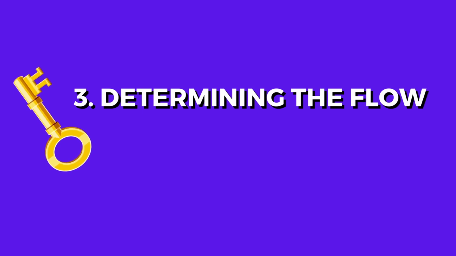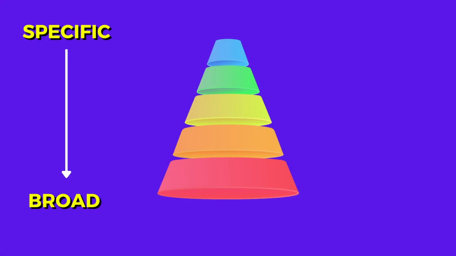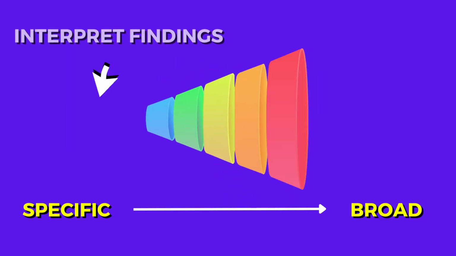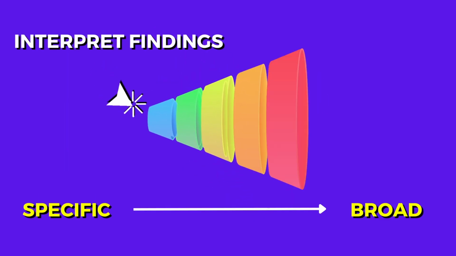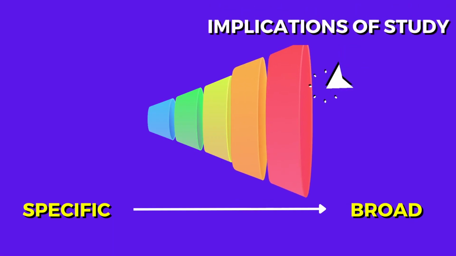Once I finished reviewing the literature, I then moved on to deciding how my discussion section would flow. The discussion section of a scientific report flows from specific to broad. So the specific components in the beginning are where we interpret or explain our individual findings in detail. Whereas as we move out towards the end of the discussion, we're talking about the implications or importance of our study as a whole. Why does it matter to people?